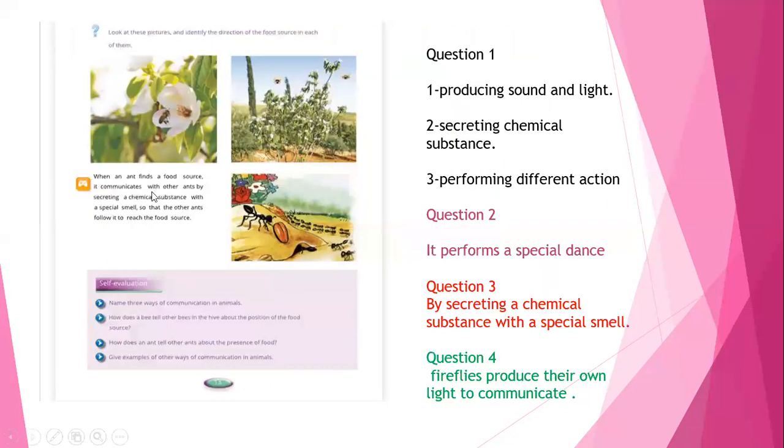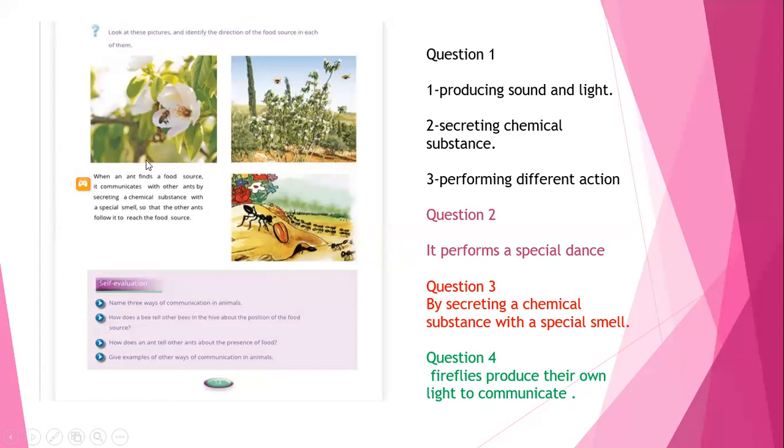Now we have another example, the ant. Look here at the ant. How can ants communicate with each other? Let's know. When an ant finds food, it communicates with another ant by لما تلاقي الأنت food شو بتعمل؟ بتعمل secreting chemical substance بتفرز مادة اوكي كيميائية. هاي المادة with a special smell إلها ريحة معينة. So when another ant smells, لما النملات الثانية يشموا هاي الريحة بيعرفوا إنه here we have a food source.